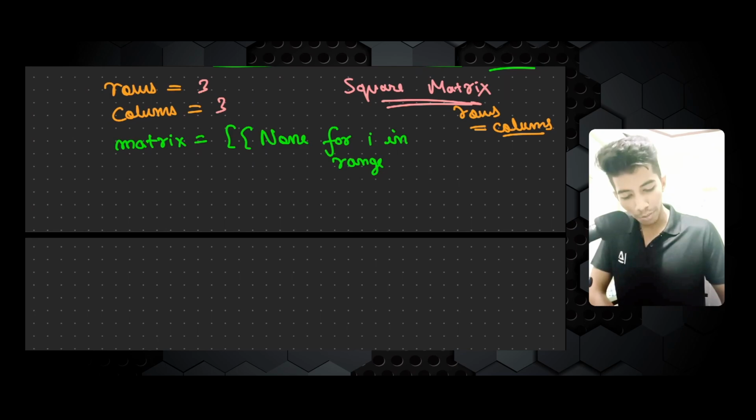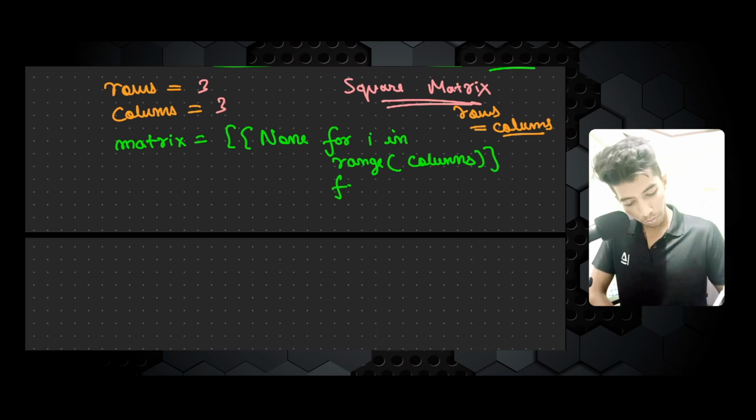So there is a little space here, so I have written here the range of columns for j and range of rows.